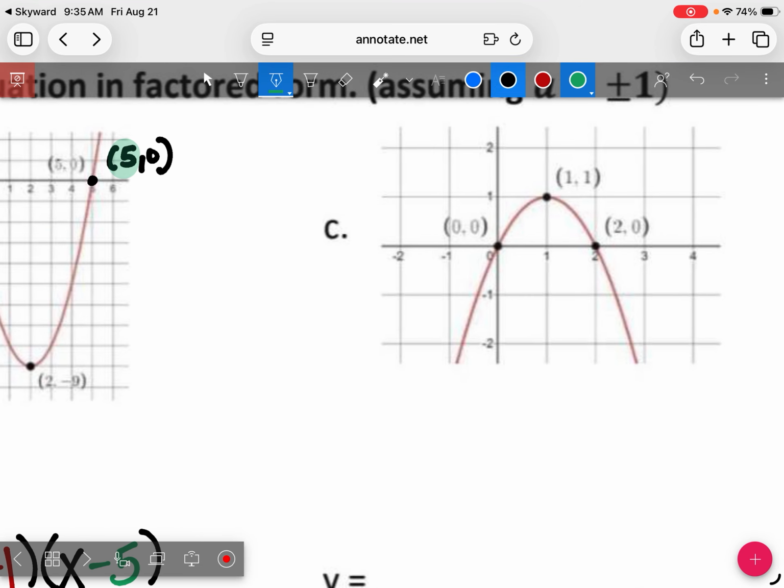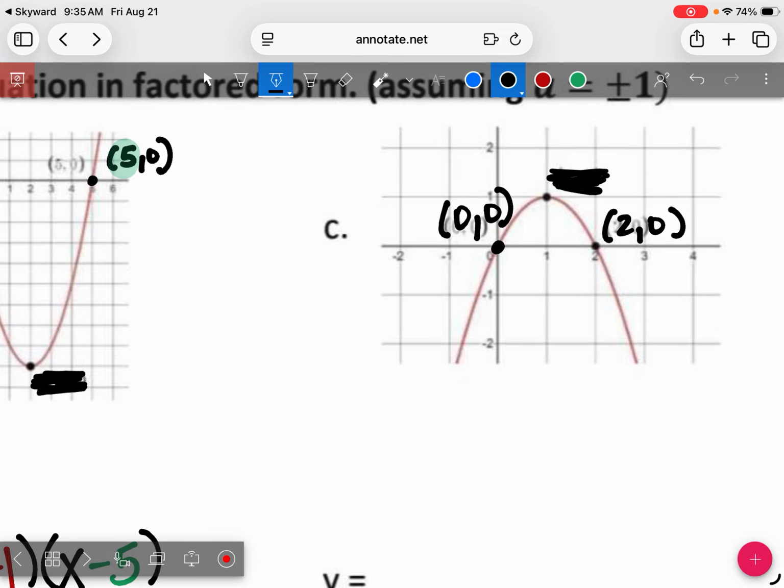All right, last one, last graph. So this is 0, 0. This is 2, 0. I don't care about the vertex. I only care about the x-intercept. See how this one gave me the vertex? I don't care about it. That's not what I'm doing right now. I'm only focusing on the x-intercept.